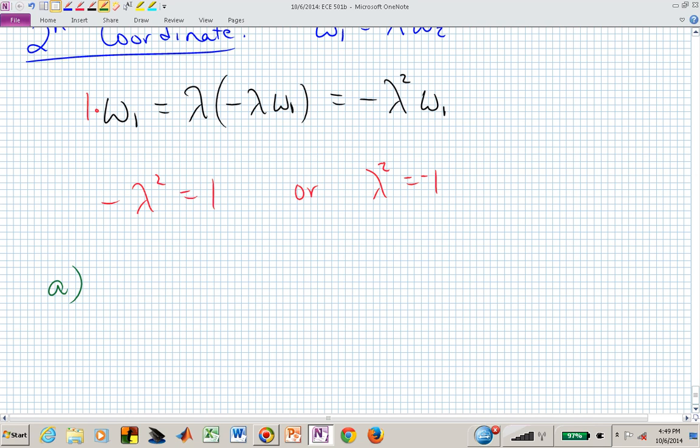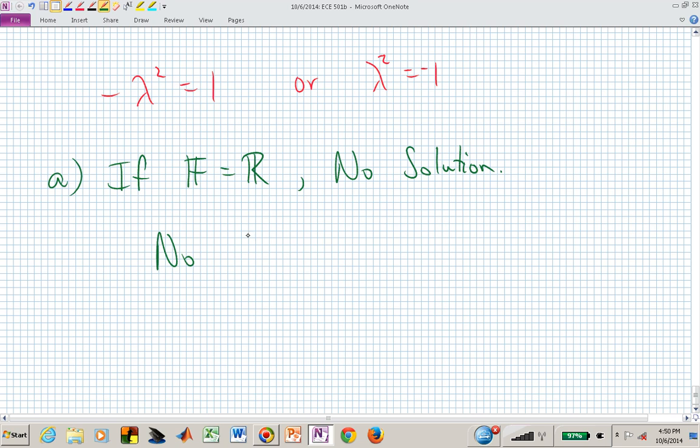Here, though, if we restrict our field of numbers to be real, what can we say? We now want a real number when we square it to equal minus 1. It's not happening, is it? So there is no solution for that linear map if we are restricting ourselves to the field of real numbers. Or we're saying no invariant directions.